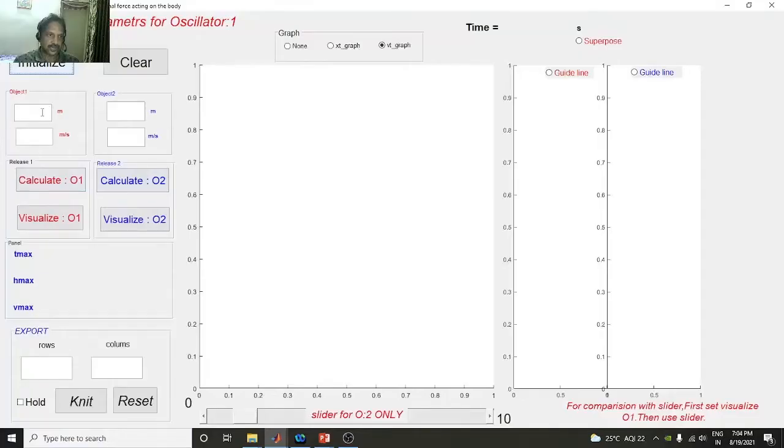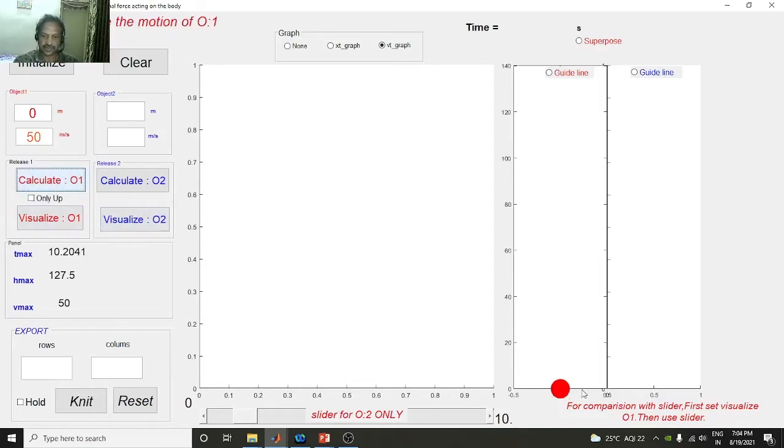Now let's put the object at ground level and throw it up with a velocity of 50 meter per second. In this simulation, this is the ground level and this is upwards. First, let us see what happens if it is thrown. Generally this is what we see: you throw an object up, it will go up and come down. Let's see it again. It would take 10.2 seconds and reach a height of 127.5 meters.